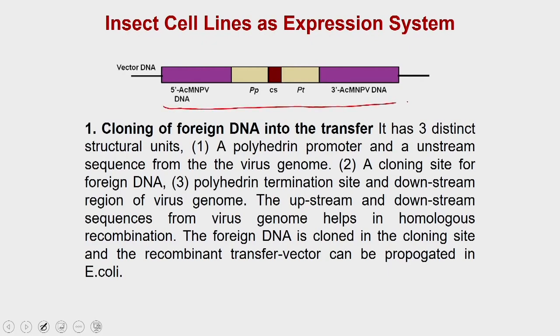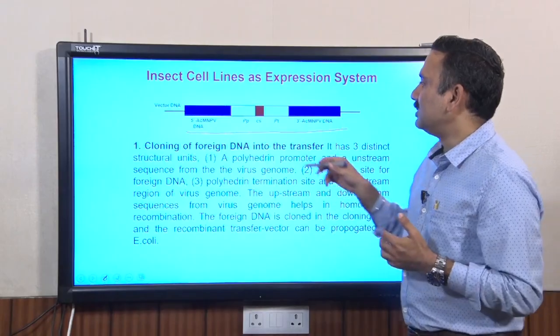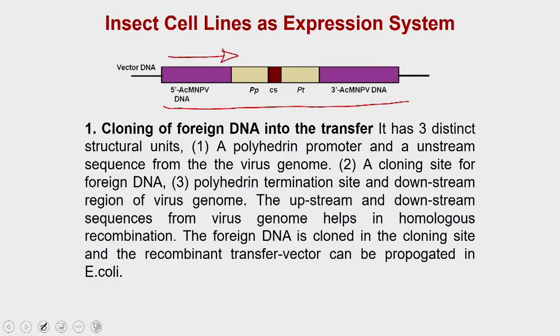We have already discussed the design of the vectors available in the baculovirus expression system. In the baculovirus expression system, you have a vector containing flanking sequences from the viral genome: the N-terminus flanking sequences and the C-terminus flanking sequences. In between, you have the polyhedrin promoter. In front of the promoter, you have the cloning site, and next to the cloning site, you have the polyhedrin termination site.